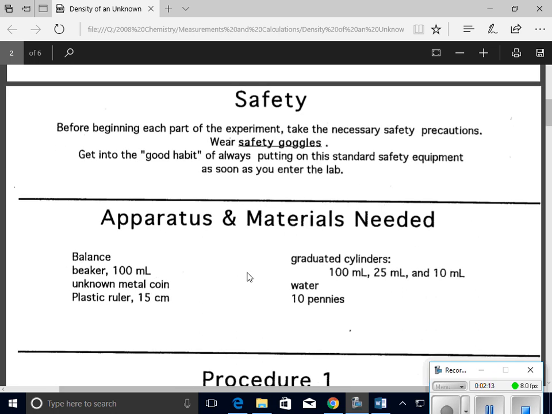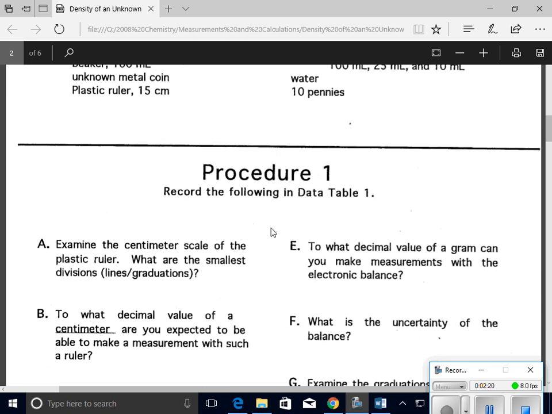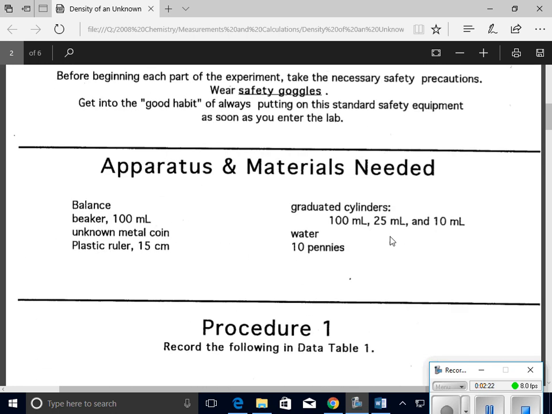Now, the apparatuses that you are going to need are as follows. One thing we're going to talk about here, it says 25 and 10 milliliter. I believe the pennies will not fit into the 25. We're going to have to use the 100 milliliter for that one also. Although it says the 25, we're going to use the 100 because the pennies won't fit.